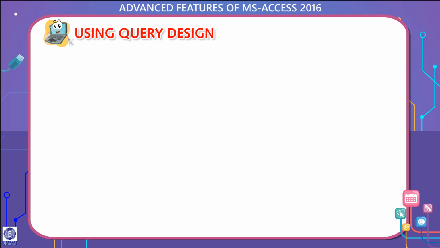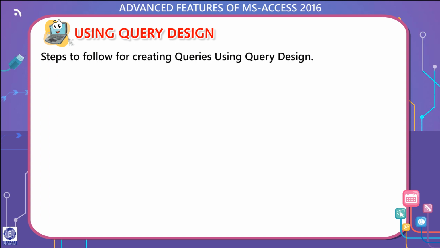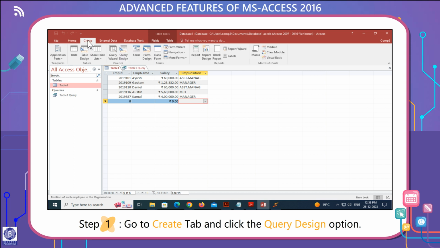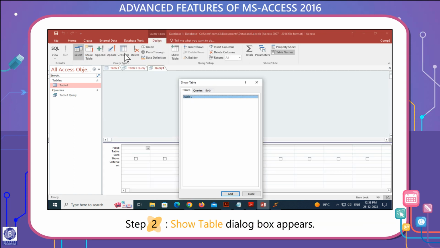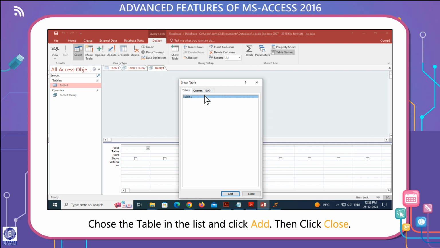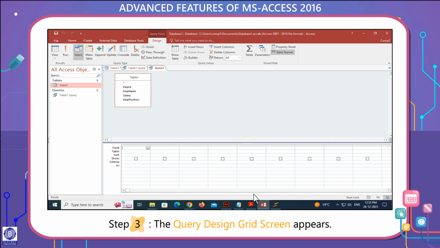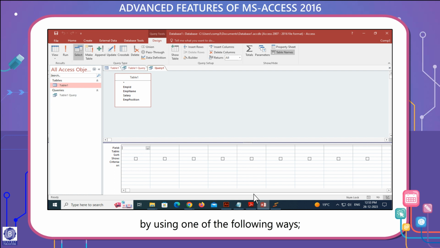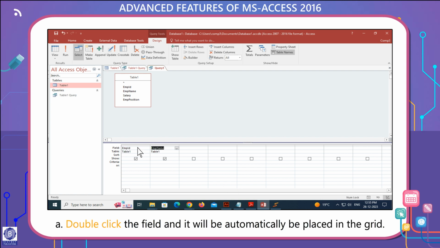Using Query Design. Steps to follow for creating queries using Query Design. Step 1. Go to Create tab and click the Query Design option. Step 2. Show Table dialog box appears. Choose the table in the list and click Add. Then click Close. Step 3. The Query Design grid screen appears. Step 4. In the Query Design screen, you can select the fields to be included in the query by using one of the following ways. Double-click the field and it will automatically be placed in the grid.